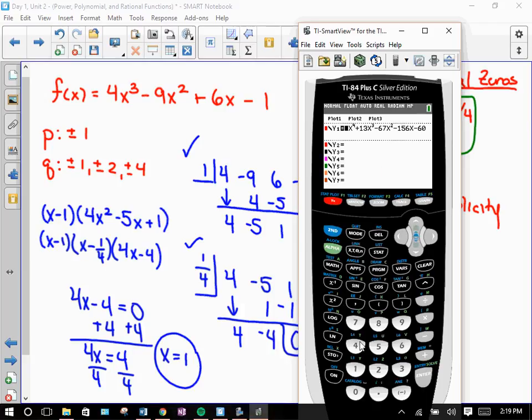y equals 4x to the third minus 9x squared plus 6x minus 1. We're going to graph this right here. And then we will take the graph. Let's zoom in real quick here.